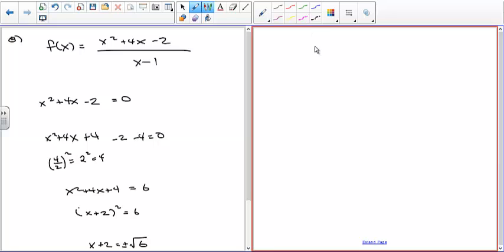Okay, the next thing, y-intercept. So the y-intercept is you evaluate the function at 0, which is going to be negative 2 over negative 1, which is 2, and the y-intercept is a coordinate, so it's going to be 0, comma 2. So that's your y-intercept.